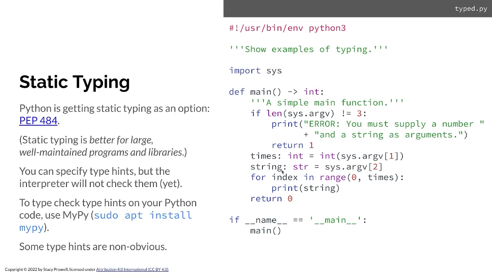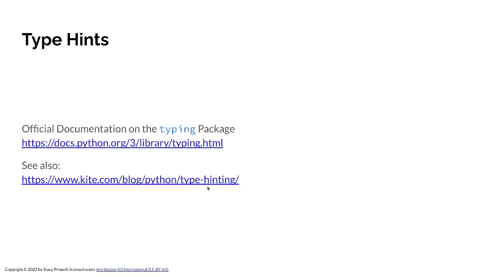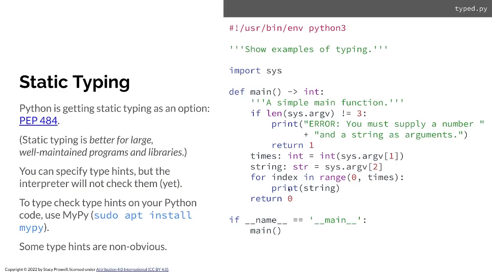The second argument is meant to be a string, so I just say string: str = sys.argv[2], and then I do a for loop. The for loop says for index in range(0, times), colon, and then there's my block. I print string every time.